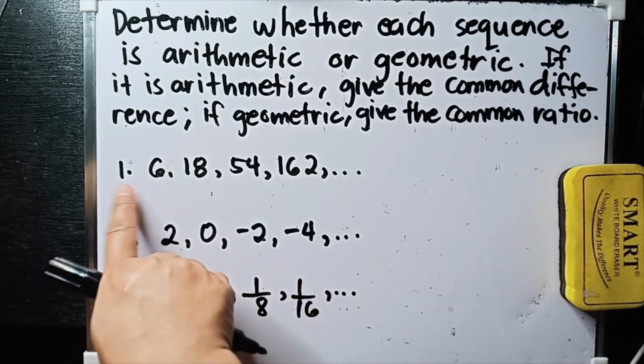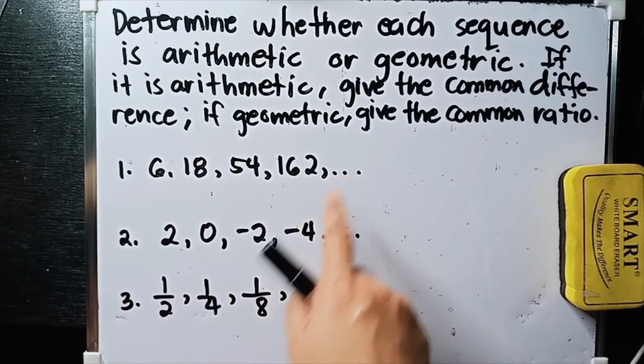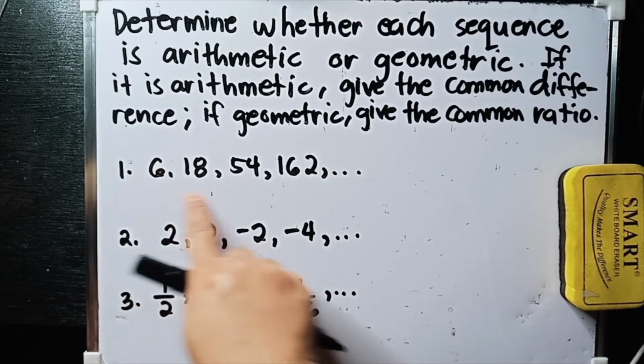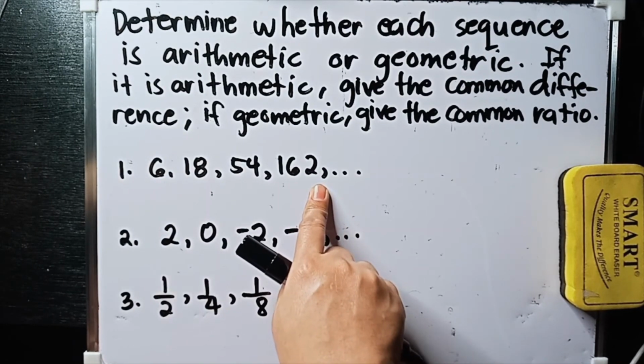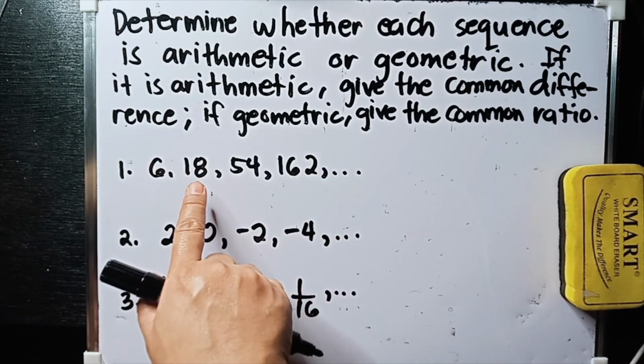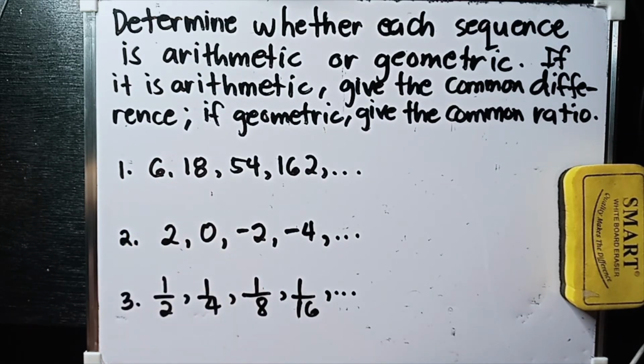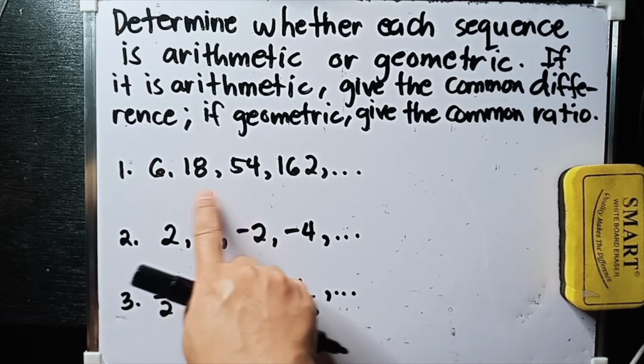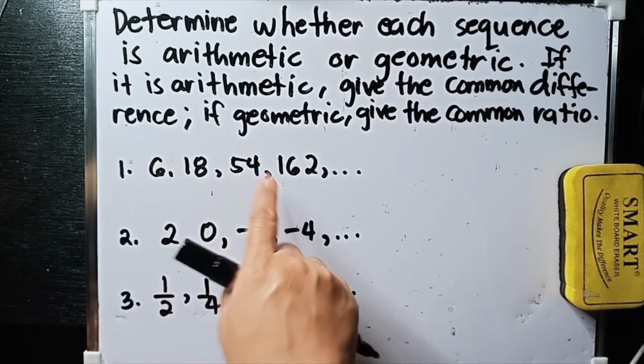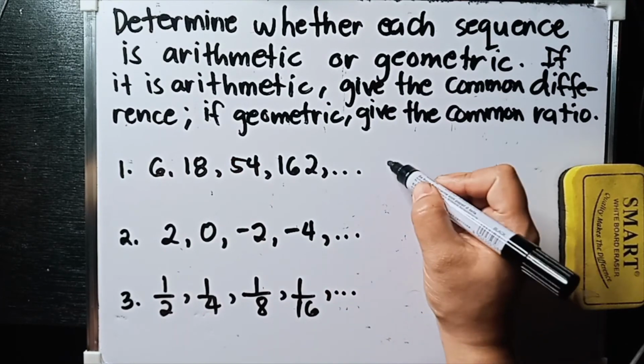So, obviously, examining the first one, this one is actually not arithmetic, since if we're going to subtract 18 minus 6, we have 12, while 54 minus 18 is 36. So definitely, this one will fall into geometric sequence.